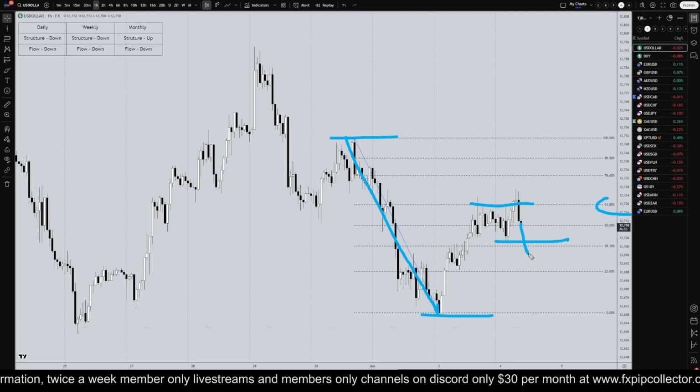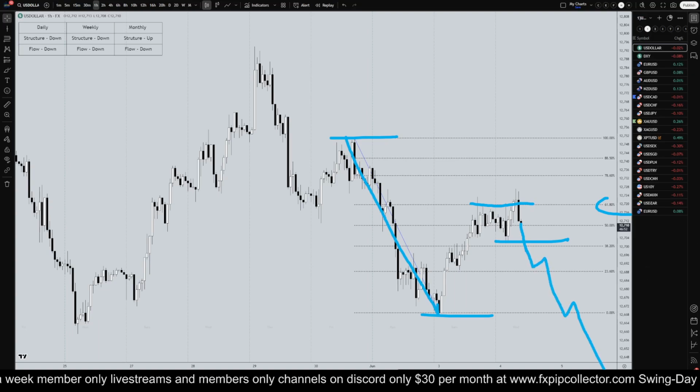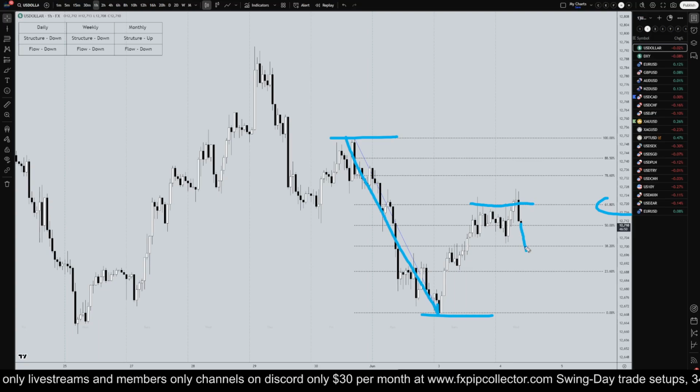There's a big difference between a momentum break of structure, like that, and a rejection of structure, which often looks like this. It will break structure, then almost instantly reject it. If we get a rejection of structure, that definitely isn't confirmation of a move down. If anything, it might even be confirmation of a move up.